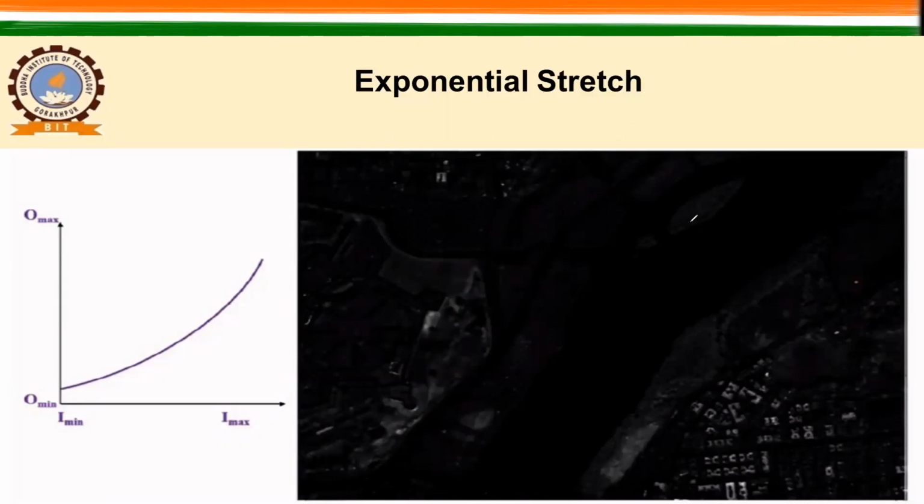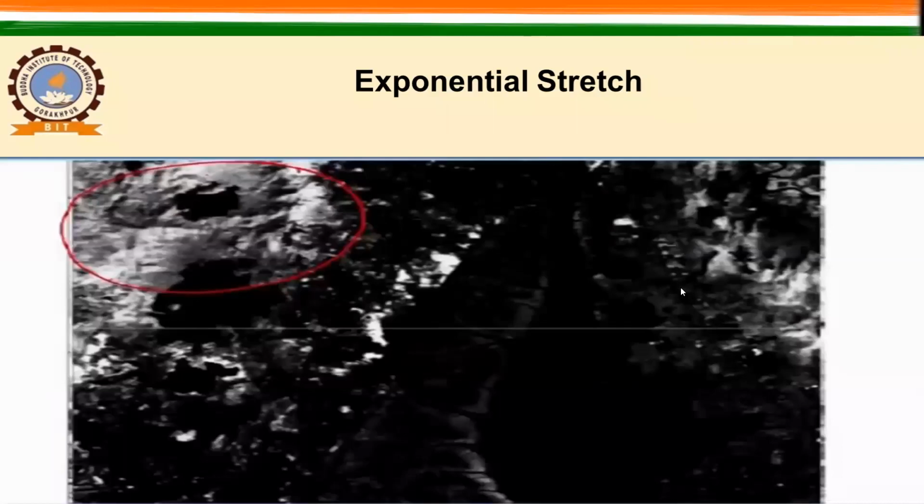We'll go towards the another example of the exponential stretch. This is the another example where you can easily see what is happening here. Okay, let us see what is happening here. Just look at this point. You can see what is happening here. So here you just compare this particular area, and here it is brighter and there is nothing seen much. So if you see this one, there is no more information. So this is the advantage of the exponential stretch.